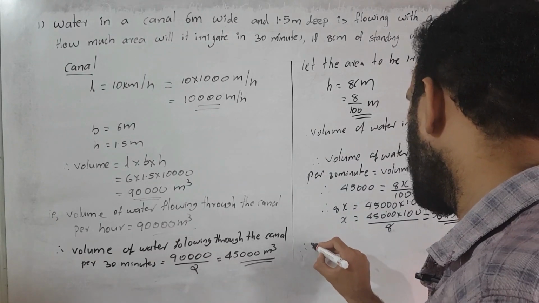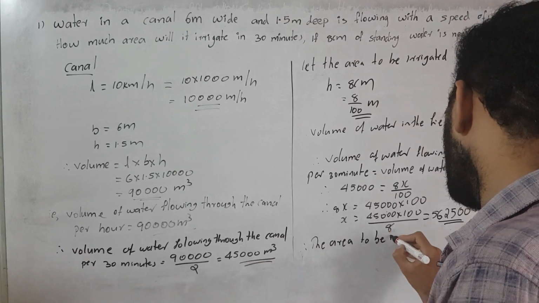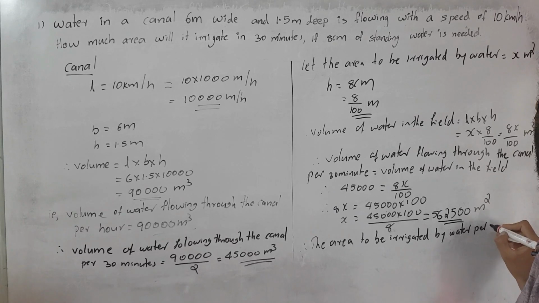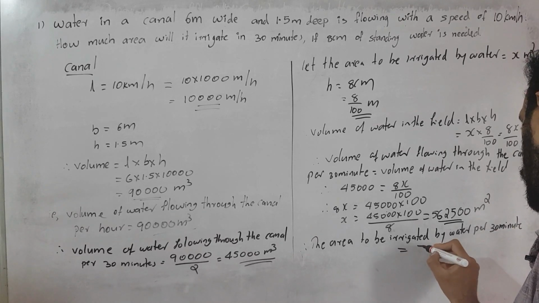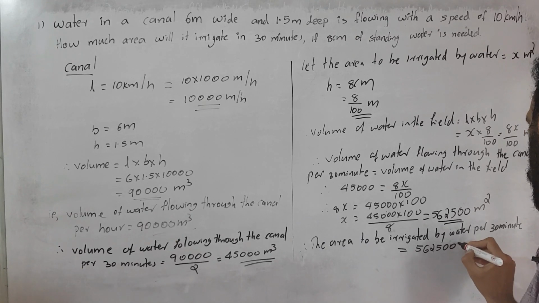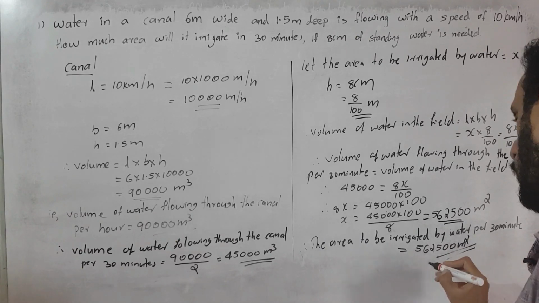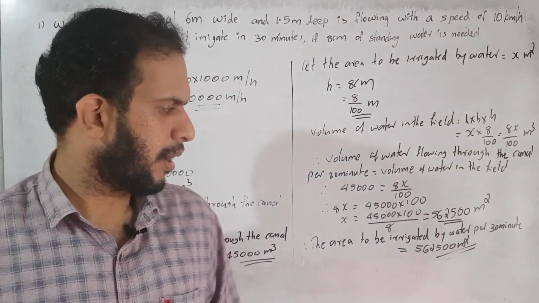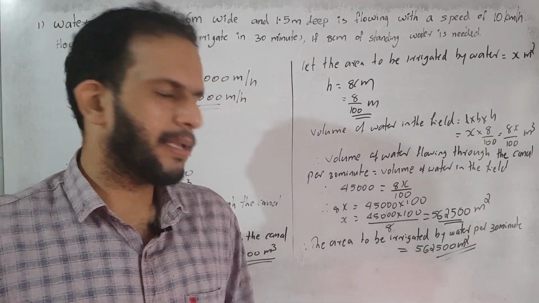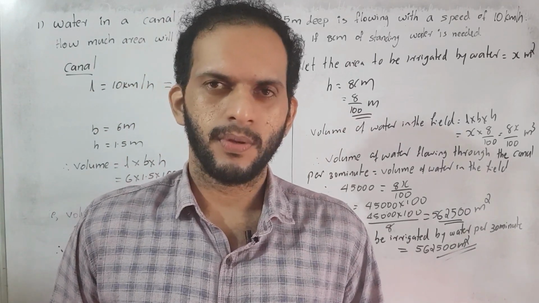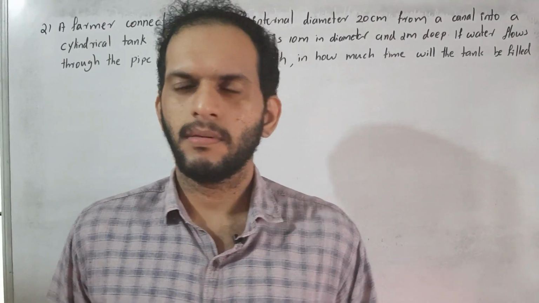Okay, then we conclude, therefore, that is the area to be irrigated by water per 30 minutes is equal to 5,62,500 meters square. Okay, how much area will it irrigate? 5,62,500 meter square area will it irrigate in 30 minutes. Okay, the next question is like this.